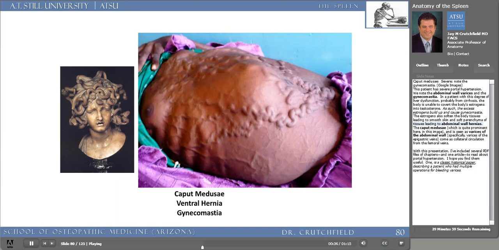hernias. The caput medusa, which is pronounced here and is seen as varices of the abdominal wall, most specifically varices of the epigastric veins, come as collateral circulation from the femoral veins. At the end of this presentation, I've included several PDF files of chapters and one article to read about portal hypertension. I hope you find them useful. One is a classic historical paper from the 1950s describing a patient who had multiple operations for bleeding varices.